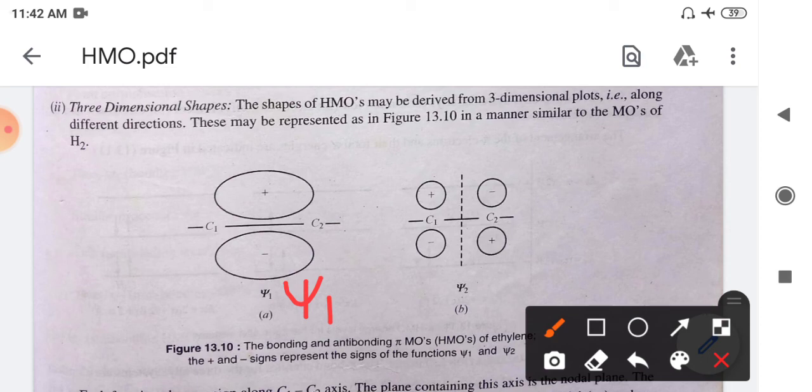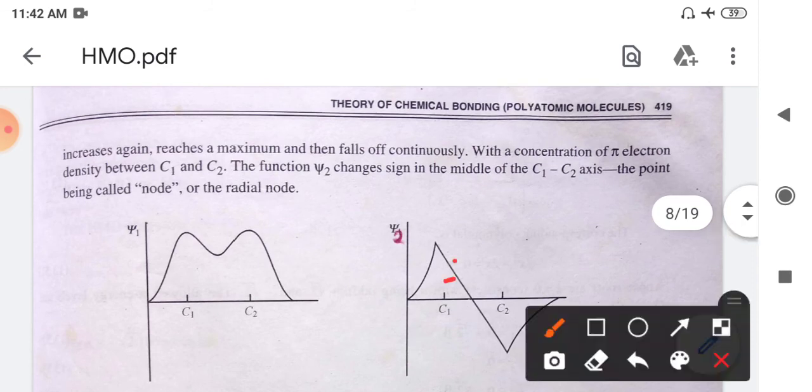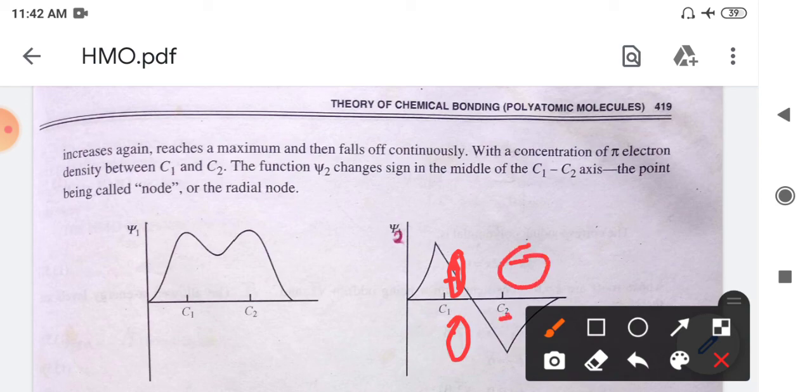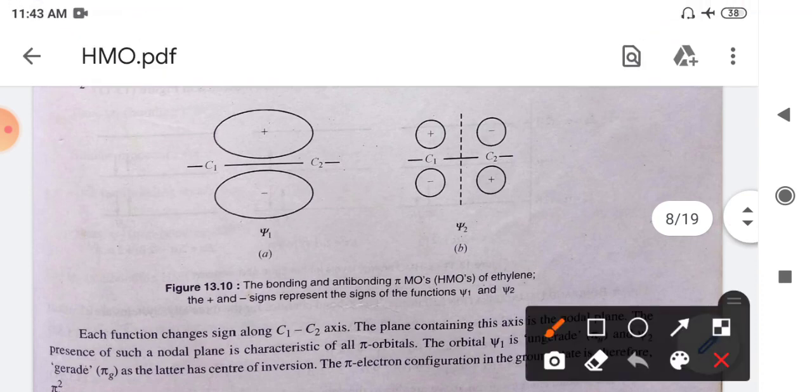Now next, this is the antisymmetric orbital psi 2. Why? Because it contains one nodal plane, and here the probability is maximum. Simply we can plot this in three dimensions. Here probability is maximum, here it is minimum, again here it is minimum, and here it is maximum. So the probability is maximum here and here. This is the nodal plane, because it is separating the two maximum probabilities, and there is a sign change for the given wave equation.